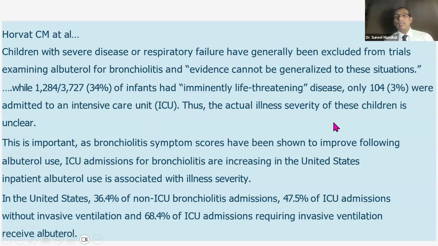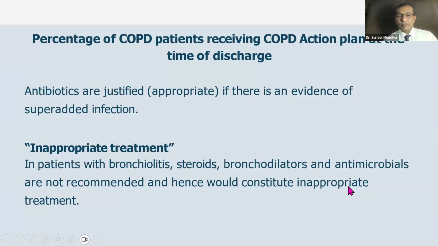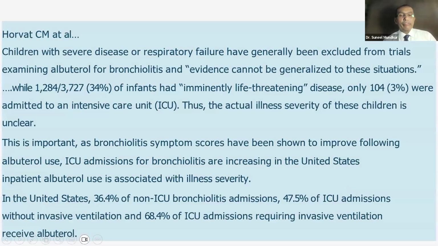So thus the actual illness severity of these children is unclear. This is important as bronchiolitis symptom scores have been shown to improve following albuterol or salbutamol use. ICU admissions for bronchiolitis are increasing in the United States, and inpatient albuterol use is associated with illness severity. In the United States, 36.4% of non-ICU bronchiolitis admissions, 47.5% of ICU admissions without invasive ventilation, and 68.4% of ICU admissions receive salbutamol. This is a very, very interesting study.